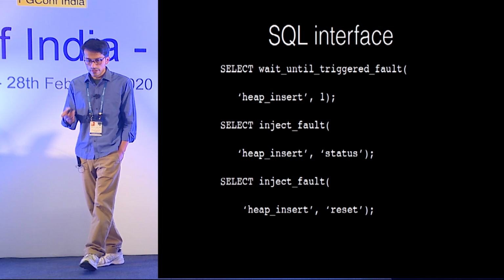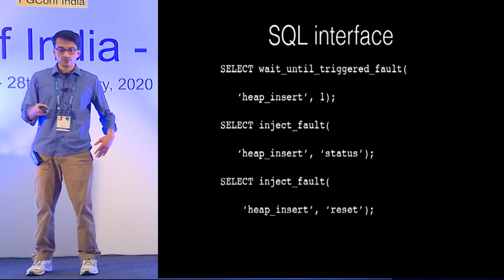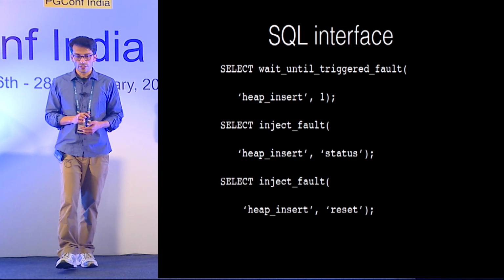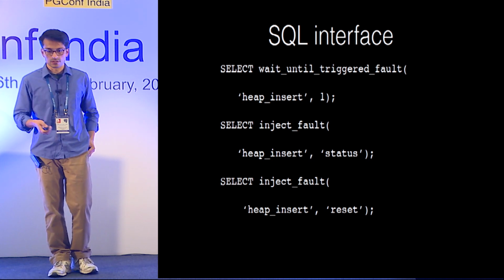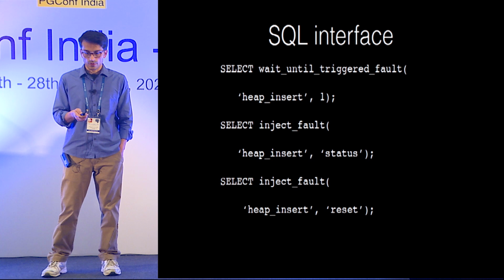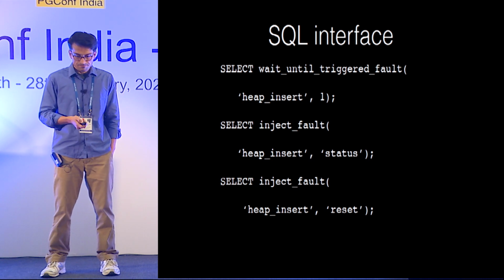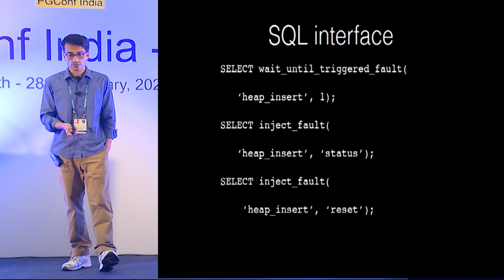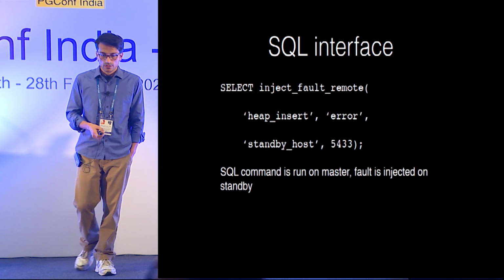The other interface is status that we saw. It gives you output in table format. It returns text indicating how many times a fault is triggered and whether it is complete or not. And the last one is reset, which is to remove the fault.